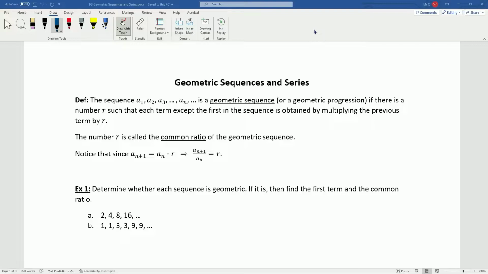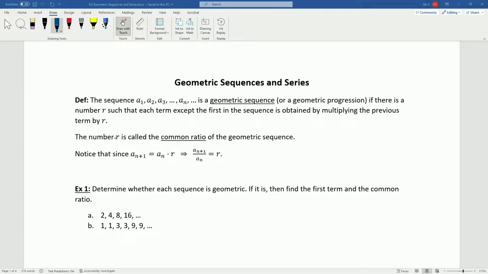So we've talked about general sequences and series. Then we talked about the specific type of arithmetic sequences. So now we're just talking about one more specific type of sequences that's pretty common in applications, and that's geometric sequences. So definition: the sequence a1, a2, a3 through an is a geometric sequence, or in other words, a geometric progression, if there is a number r such that each term except the first in the sequence is obtained by multiplying the previous term by r.